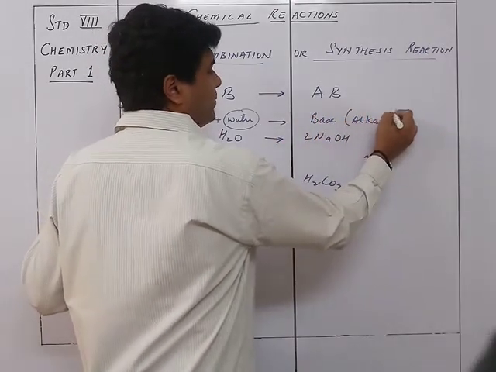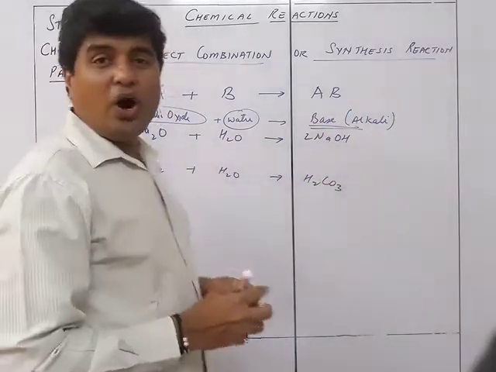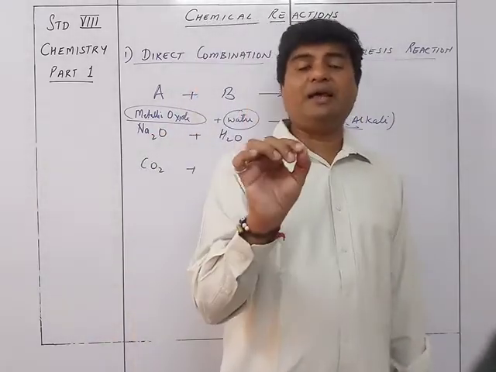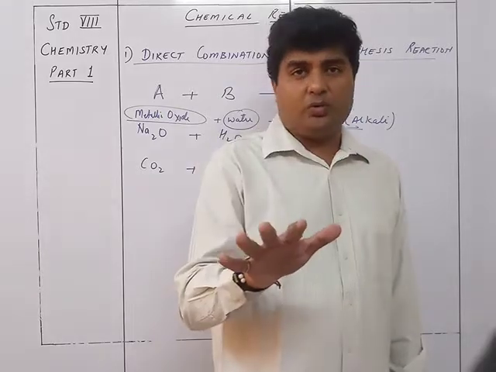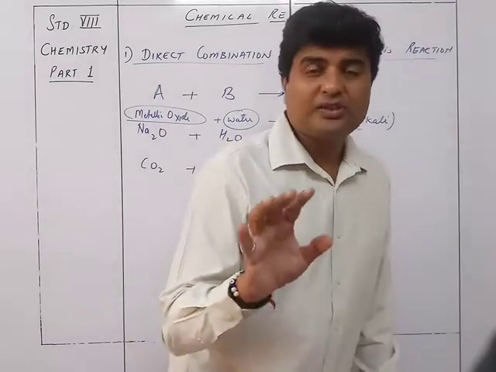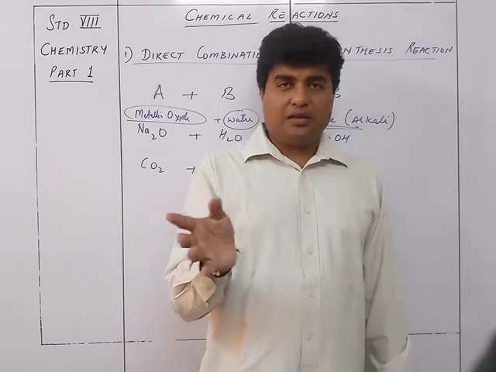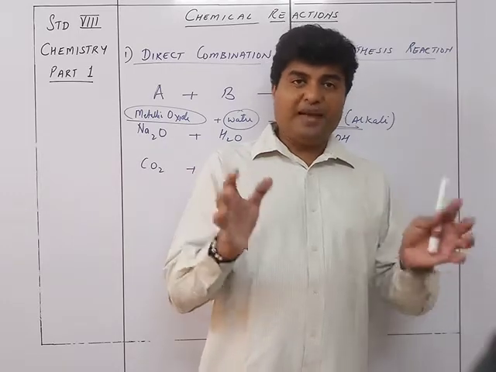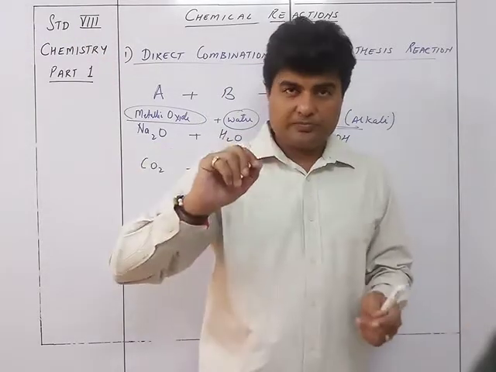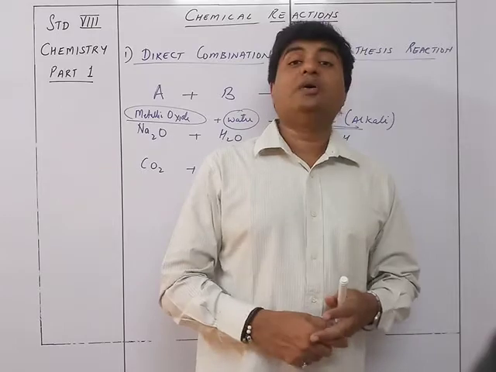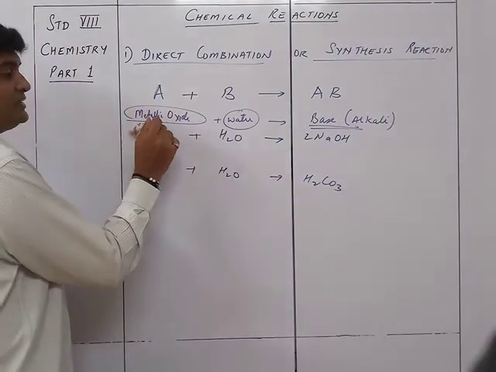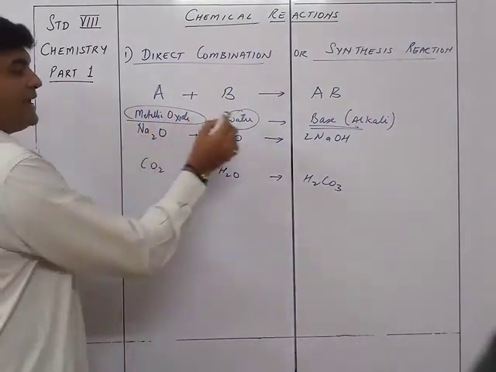What is the difference between a base and an alkali? All alkalis are bases. But the difference between alkali and base is that alkalis are soluble in water, whereas bases are not necessarily soluble in water. All bases may not be soluble in water, but all alkalis are soluble in water. So all alkalis are bases, but all bases are not alkalis. Base is the whole unit, and those among them which are soluble in water, we call alkali. So how are the alkalis formed? They are formed when a metallic oxide reacts with water.